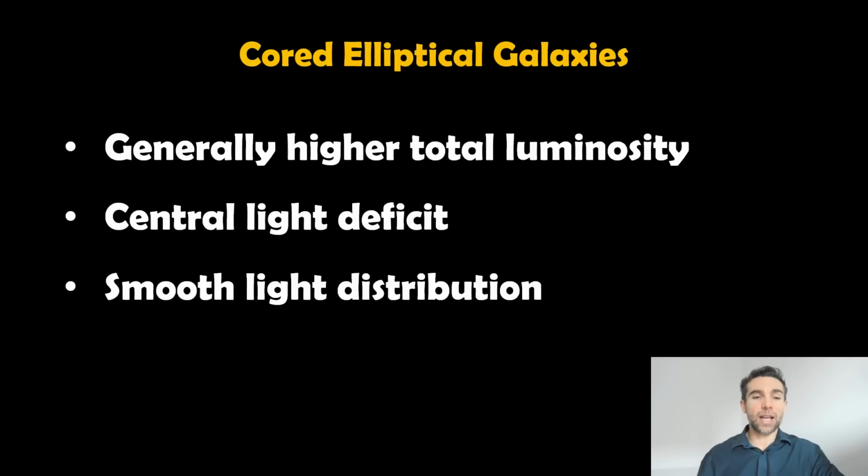So cored elliptical galaxies, as a general rule, we find to be generally higher in total luminosity than maybe a coreless one. So these could be much bigger galaxies. So total higher luminosity. There's a central light deficit. Because they go almost constant in their light profile, there's light missing there. There's less density of stars. So they have a central light deficit, and the light distribution is fairly smooth as well.